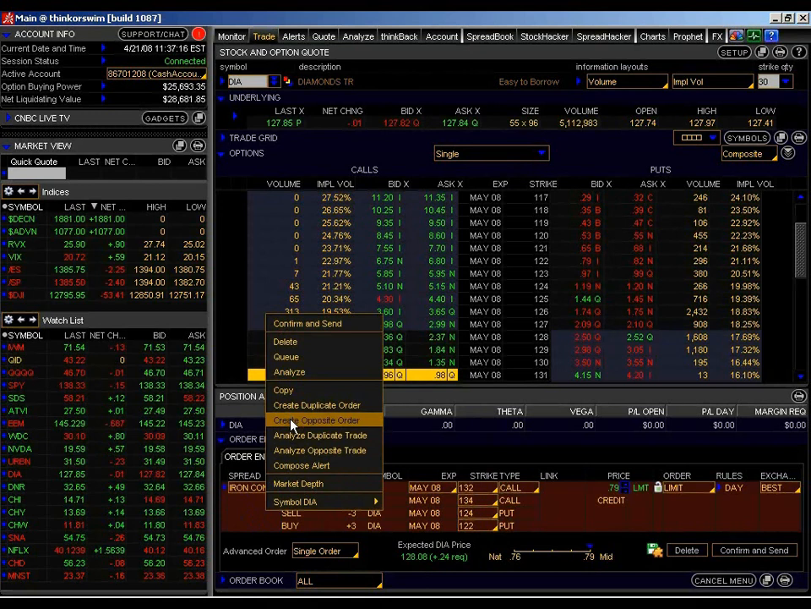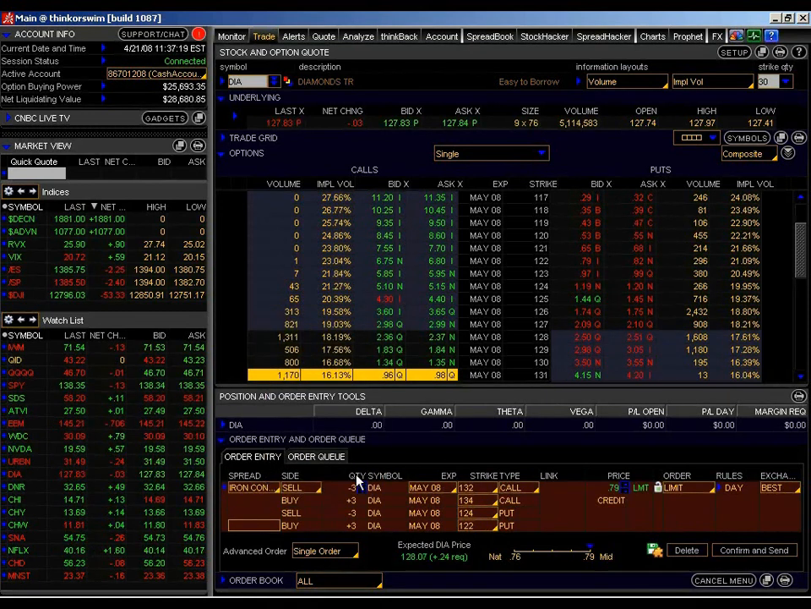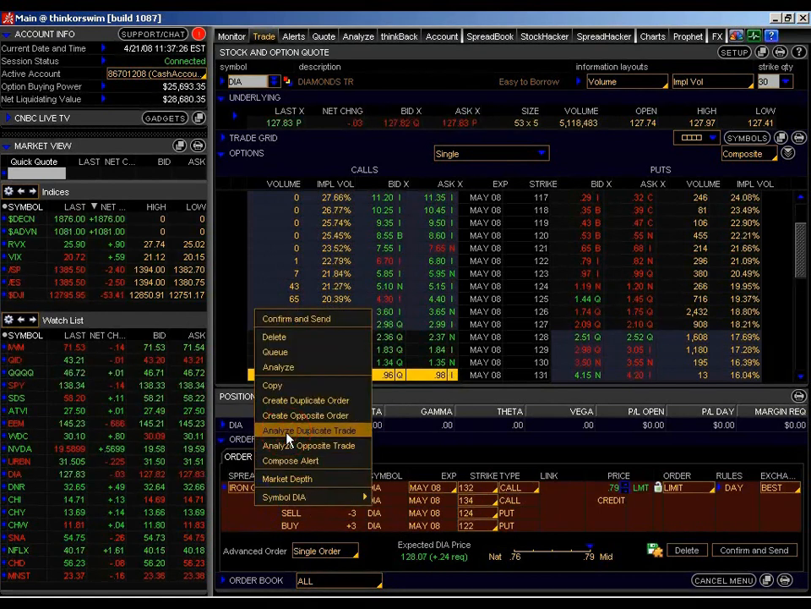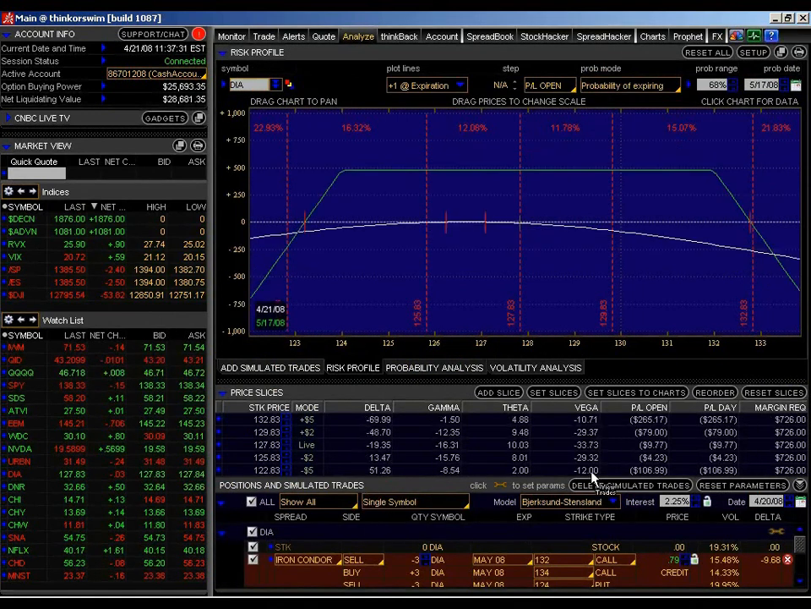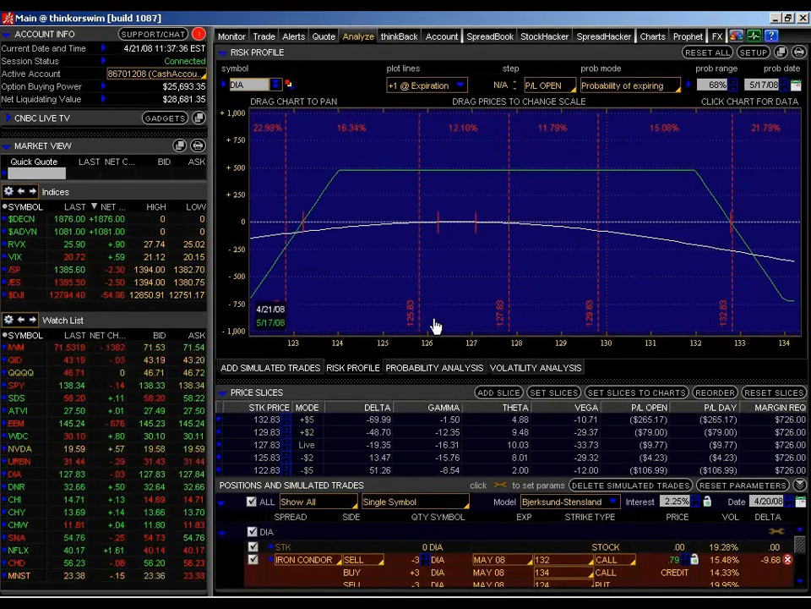The very next step, after we get this into our order entry window, is to analyze it as a duplicate trade by itself, and see exactly where we are in our picture. If we like this picture, then we're going to go ahead and do the trade. Our break even is down here around 123.25 on the downside. On the upside, we're right around 132.82, which equates to 13,282 on the Dow.